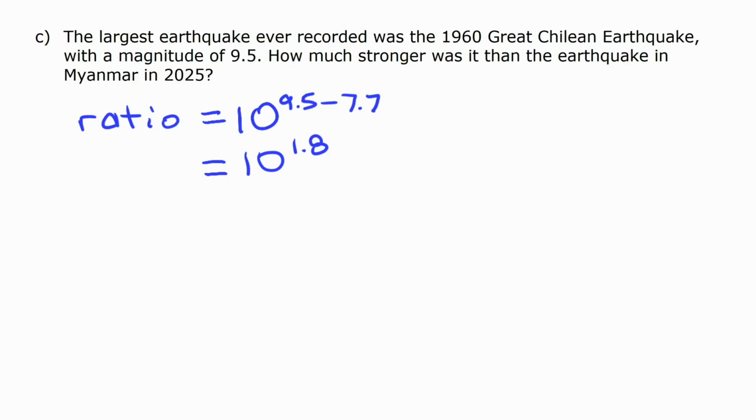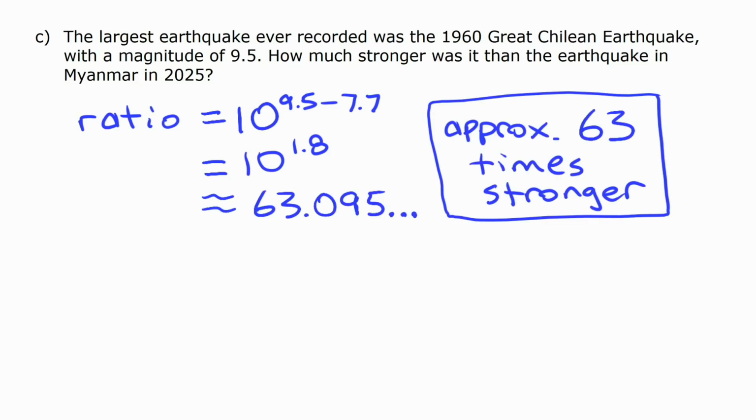If you go to your calculator and work that out, you get that it's 63 and change, so approximately 63 times stronger. This is less than 2, so it's less than 100 times stronger, but it's bigger than 1, so it's more than 10 times stronger. Remember that the difference of 1 in magnitudes represents 10 times. A difference of 2 represents 100 times. So you can kind of estimate sometimes that way too. And actually, that wasn't the last part we're going to look at. We're going to look at one more part here.